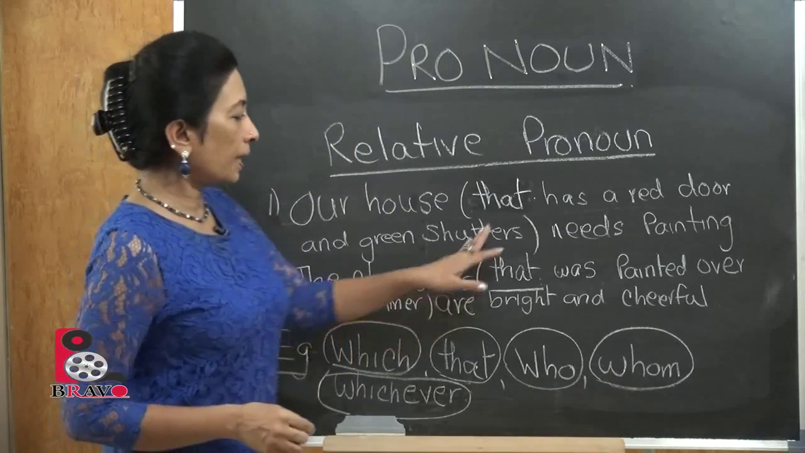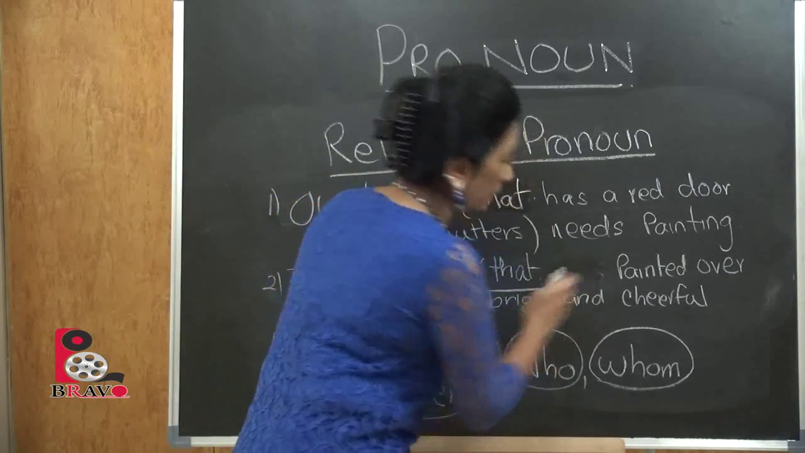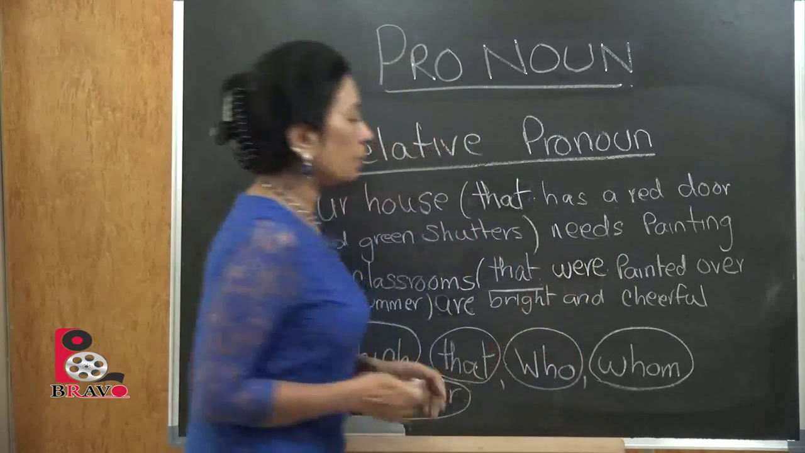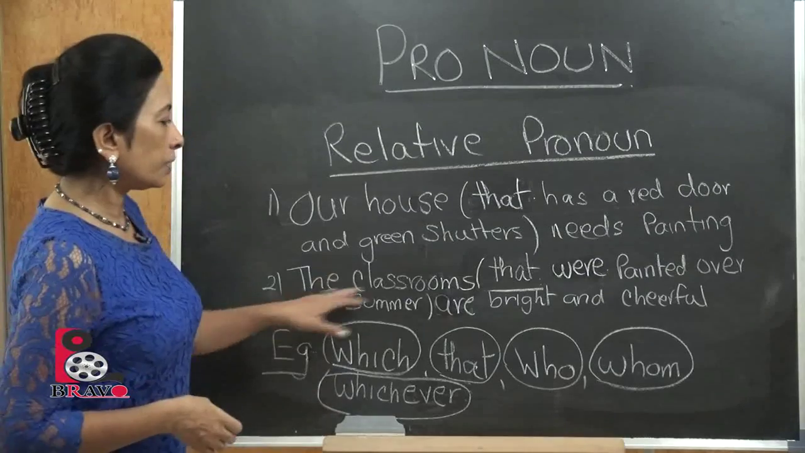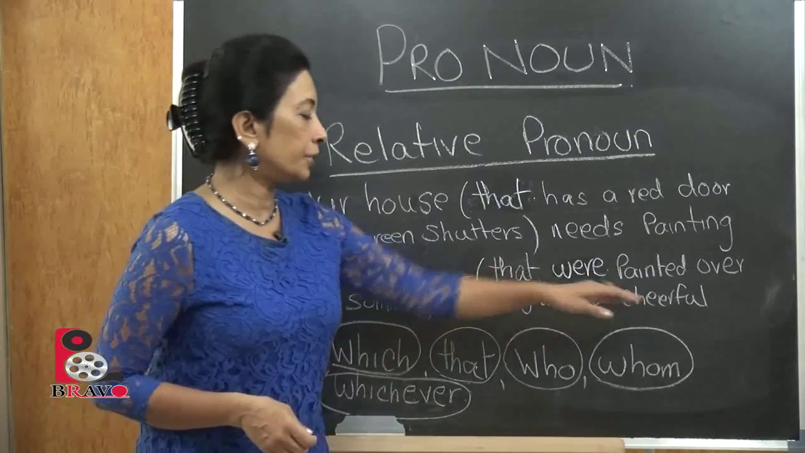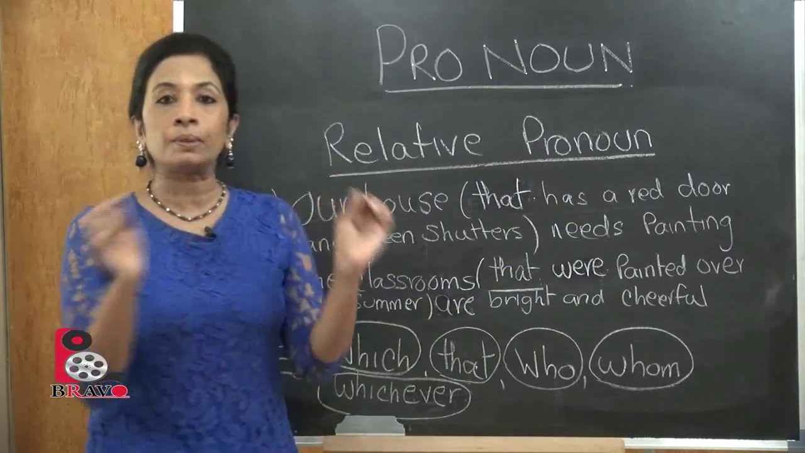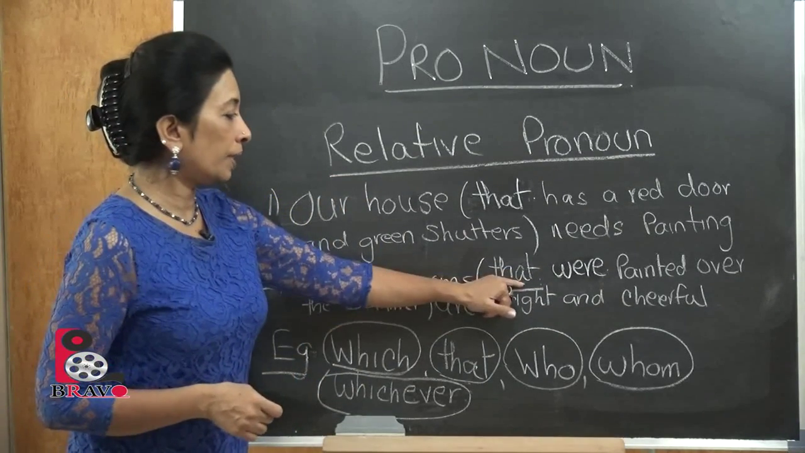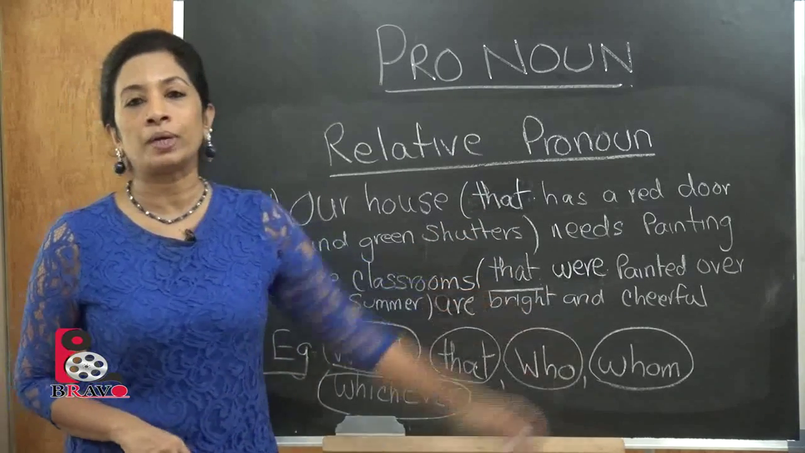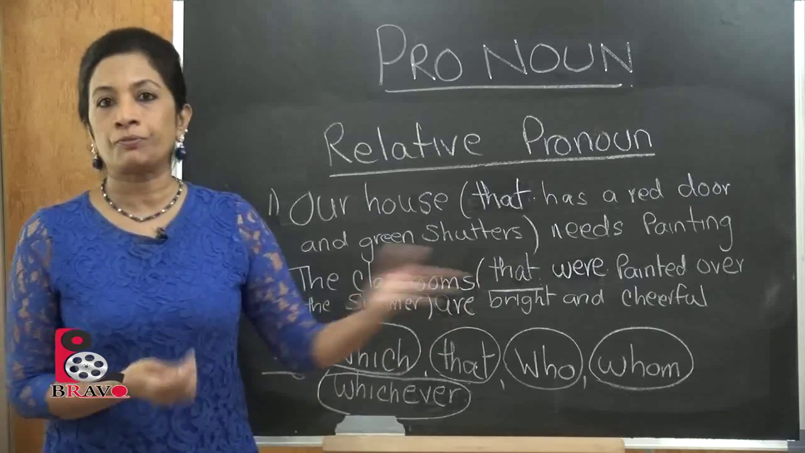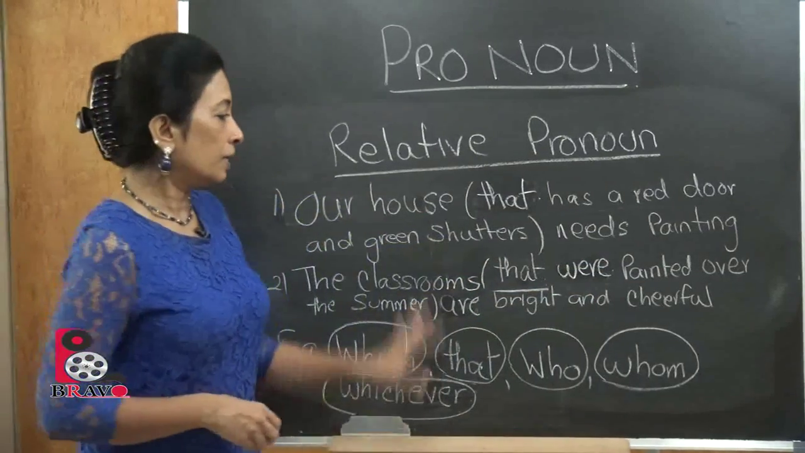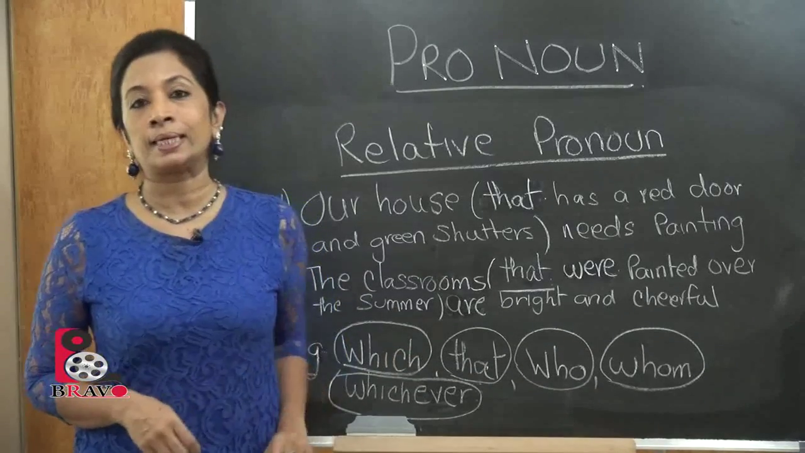So, the classrooms that were painted, obviously because it becomes plural. When it's one, it's was; when it's more than one, it becomes were. So, the classrooms that were painted over the summer are bright and cheerful. You can see how quickly the meaning has changed with the one word that has changed from which. Here, that shows it is more than one classroom, a row of classrooms, a few classrooms that were painted. So, it specifically says it is more than one. When it was which, it was just that particular classroom only.